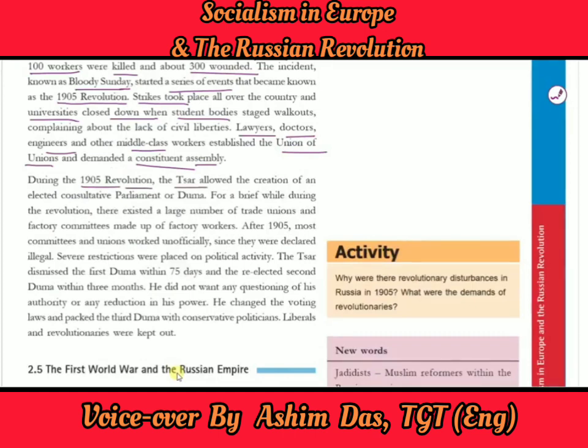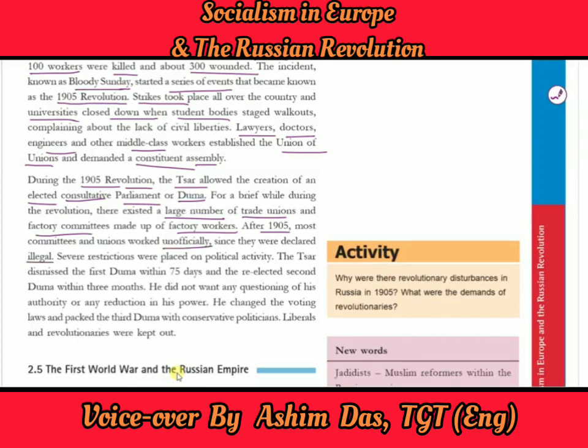During the 1905 Revolution, the Tsar allowed the creation of an elected consultative parliament. That means it would consult with the Tsar. It was known as the Duma in the Russian language. For a brief while during this revolution, there existed a large number of trade unions and factory committees made up of factory workers. After 1905, most committees and unions worked unofficially.